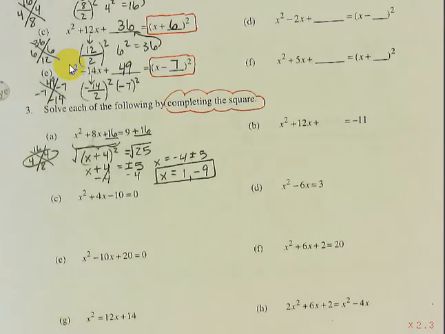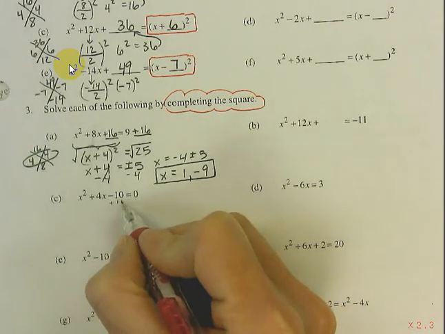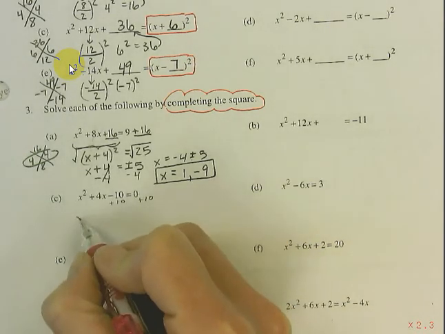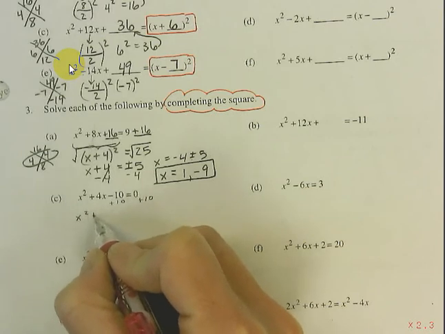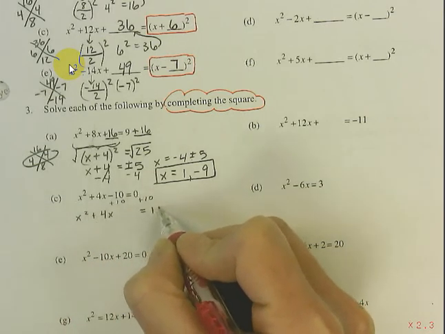Okay, so let's try a few more. Part C. Again, the first step was to move the constant to the other side. So I'm going to add 10. You get x squared plus 4x. I'm going to leave a blank spot.